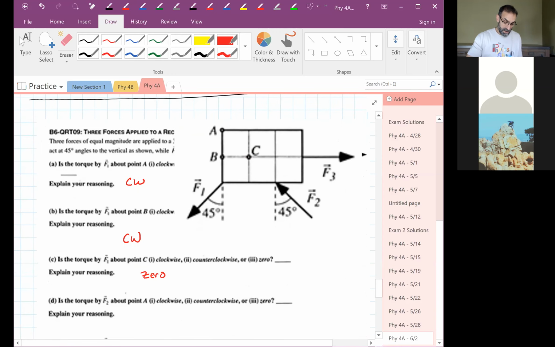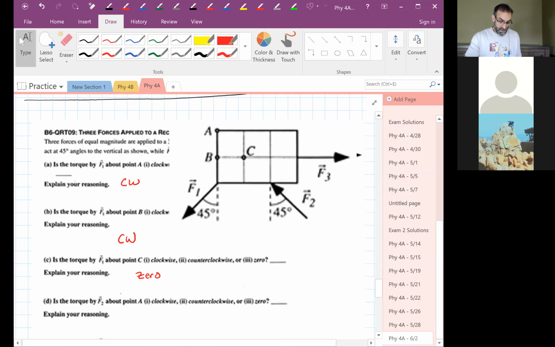All right, same questions for the next one, F2. What direction is the torque about axis of rotation A from F2? It is 0. Again, you extend the line of force, and it goes right through that axis of rotation. You can't make it rotate by pushing that way.